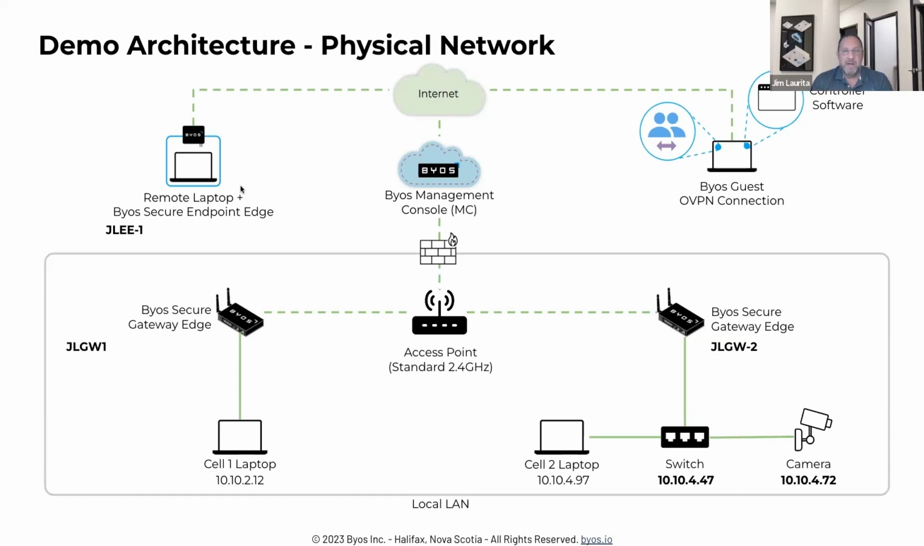And now that BIOS device is sitting in front of or adjacent to that asset and is now going to communicate on behalf of that asset. Furthermore, if you look down inside the local area network or the LAN, you'll see that those assets are now no longer connected to that piece of network infrastructure equipment. You will notice that on the left-hand side, for cell 1 laptop, there is now a BIOS gateway edge sitting between that piece of infrastructure equipment and that laptop.